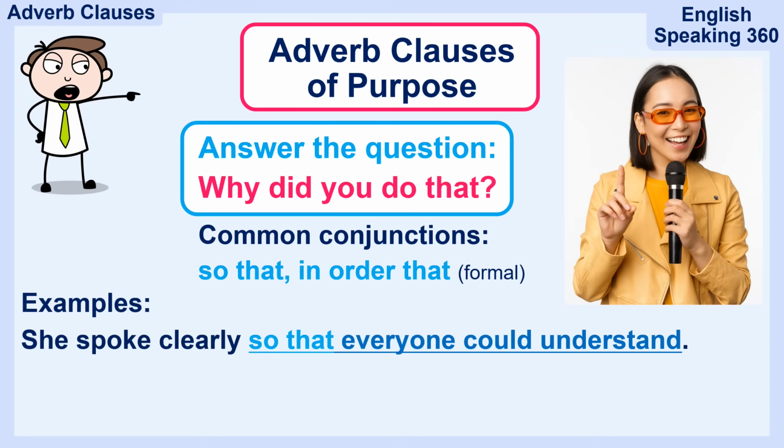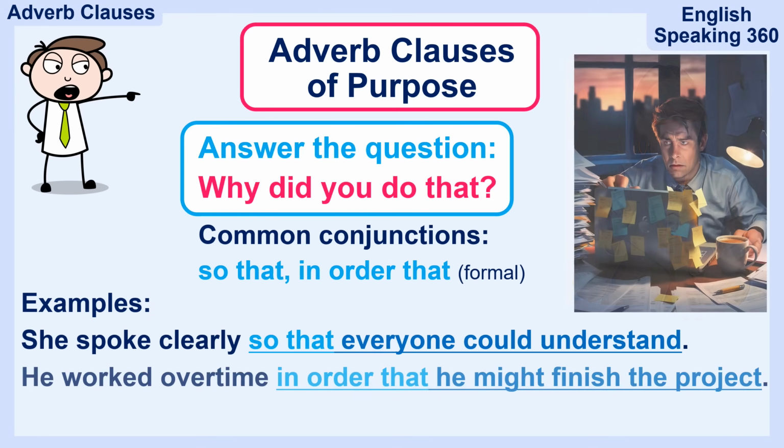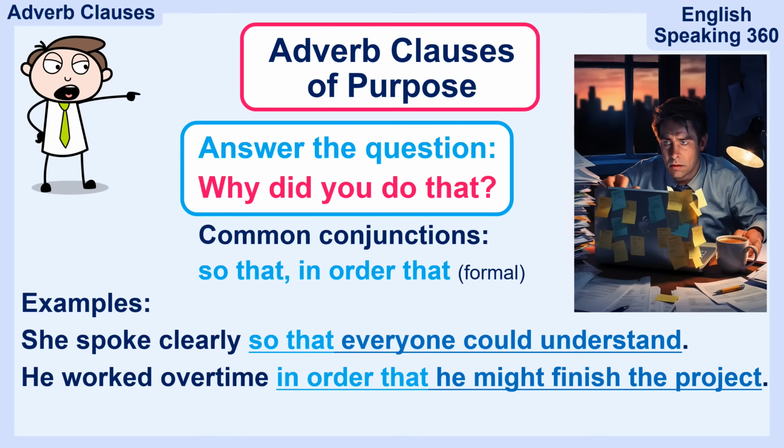She spoke clearly so that everyone could understand. When you give a speech or a presentation, it's very important to speak clearly, so that the purpose of speaking clearly is that everyone can understand. He worked overtime in order that he might finish the project. So that's what I said before. This is a little bit formal. Here, a more natural sentence would be, he worked overtime to finish the project. That would be what someone would normally say, but then it wouldn't be an adverb clause.